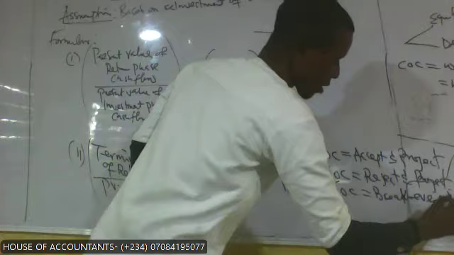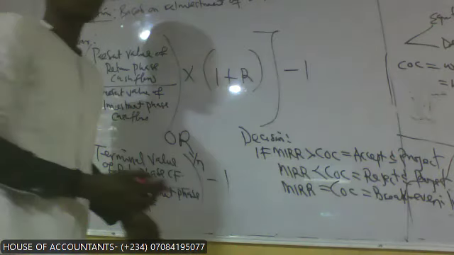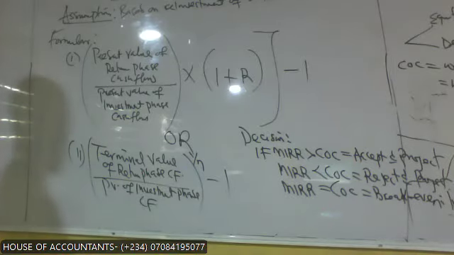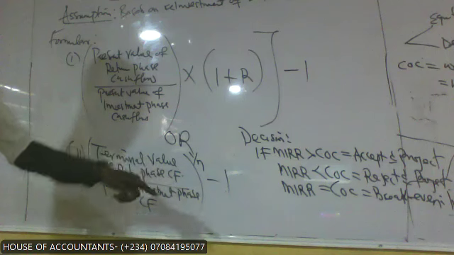Now let me explain something here. Get this second one. Base power, this power 1 divided by n.